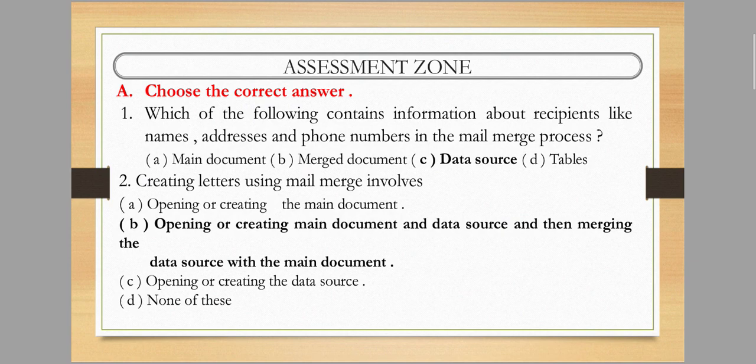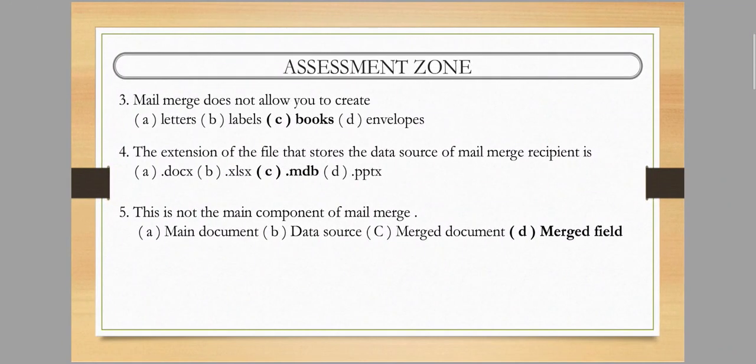Next, mail merge does not allow you to create books. Next is the extension. The extension of the file that stores the data source of mail merge recipients is .mdb. So option C is correct. Next, which is not the main component of mail merge? We all know the 3 main components are the main document, data source and merge document. So merge field is not a component of mail merge.